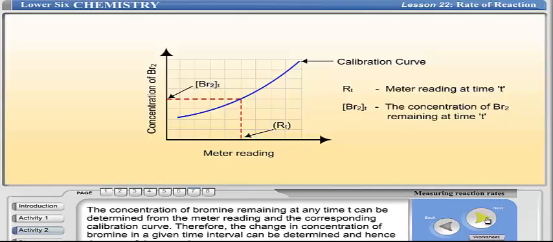The concentration of bromine remaining at any time t can be determined from the meter reading and the corresponding calibration curve. Therefore, the change in concentration of bromine in a given time interval can be determined and hence the rate of that reaction.